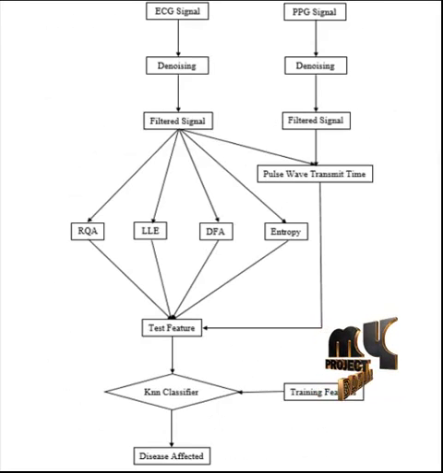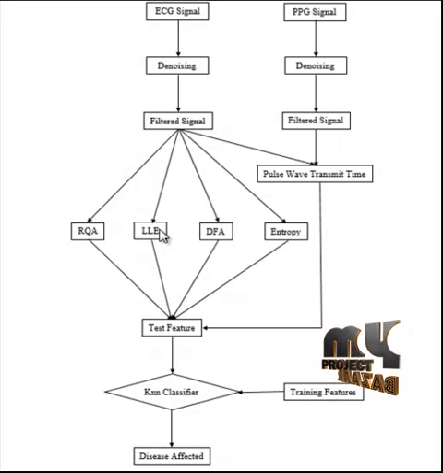Let me show the flow of the process. The ECG signals were first taken and denoised using the Butterworth filter, and the filtered signal is obtained. After obtaining the filtered signal, the features were extracted based on recurrence quantification analysis, largest Lyapunov exponent, detrended fluctuation analysis, and entropy. Based on these measures, the feature values were extracted.